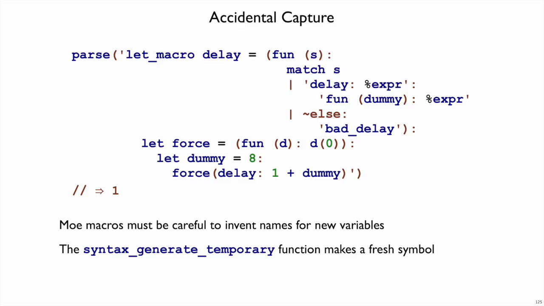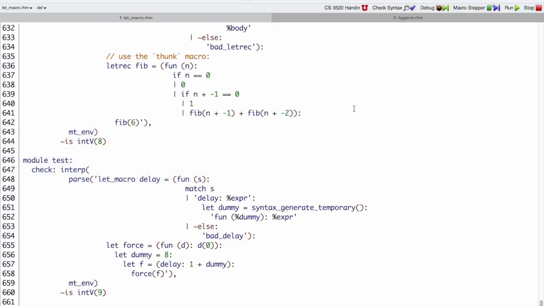Okay. One way around it, in this kind of macro system, is to add a new function-like syntax, generate temporary, that we can use instead of dummy here to make a name that never gets in the way. So in the implementation, I've actually added that as a primitive to Mo, one more little thing to add to Mo. We can use it inside of the delay macro in this case, and now this name dummy is some name that's not being used in the program and never will be used. Syntax generate temporary manages, magically, to find a name that will not conflict with anybody else. And so when we run this example with this improved delay macro, we do get 9 out.